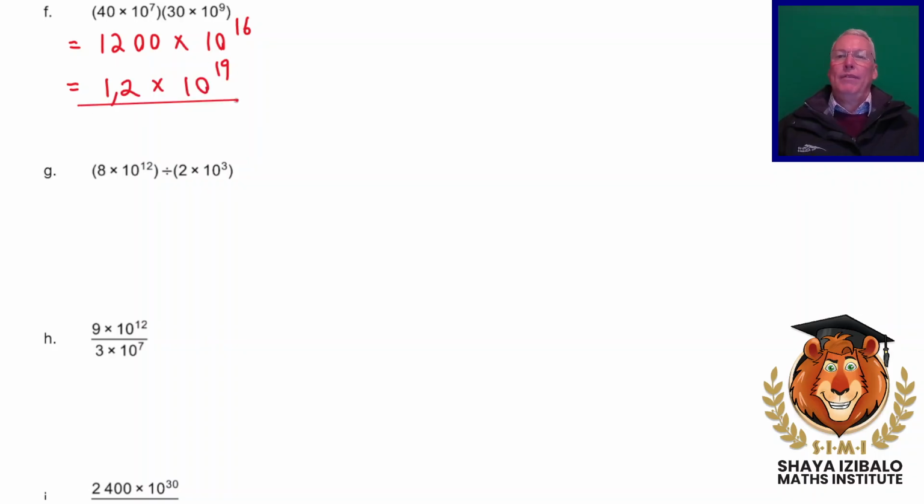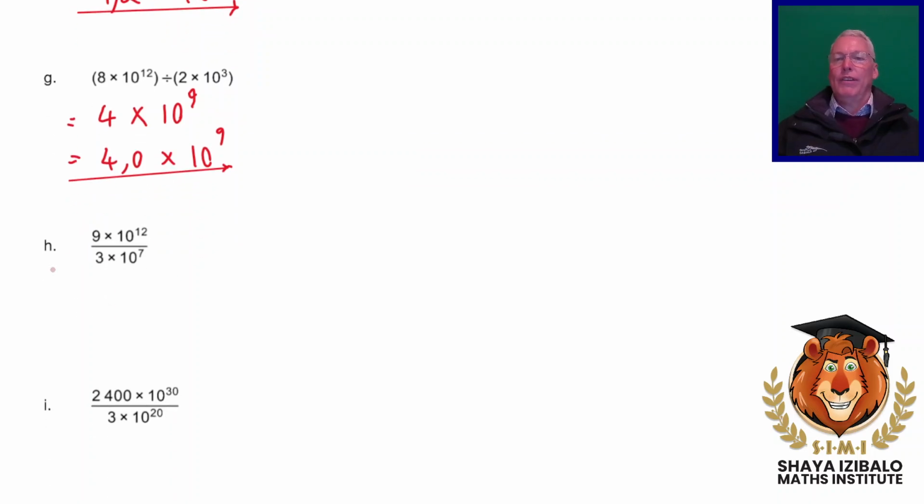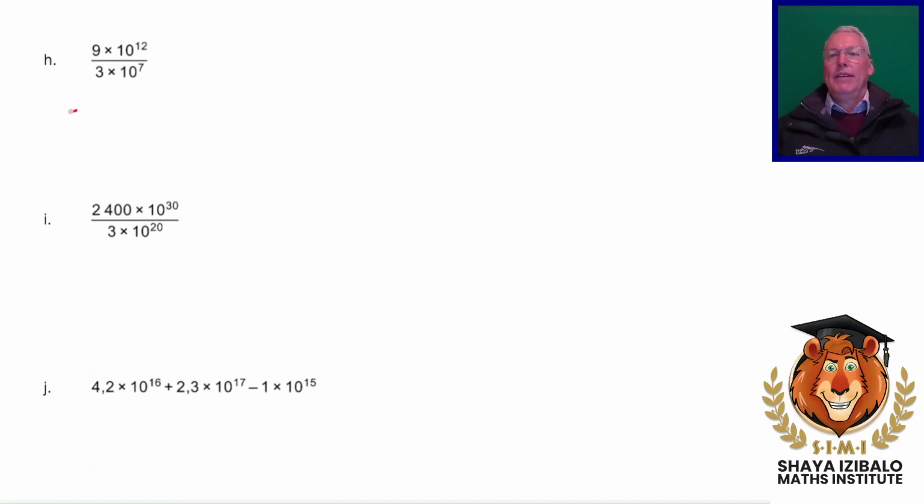Okay, the next one is a division. 8 divided by 2 is 4. 10 to the 12 divided by 10 to the 3 is 10 to the 9. And that is in scientific notation. Again, sometimes people like to write like that, just to illustrate that we've definitely got one number before the decimal place. Right. Other one's also division. 9 divided by 3, 3 times 10 to the 5. And that's our answer.